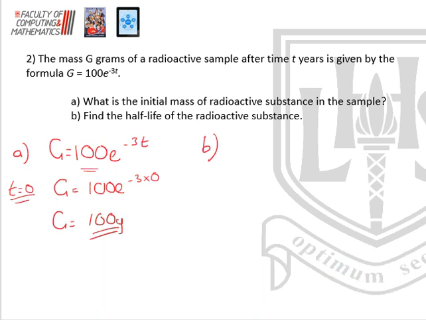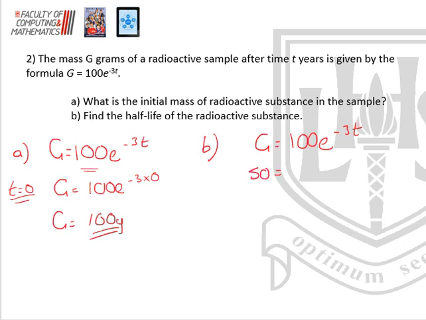Find the half-life of the radioactive substance. Okay, now for those of you who have not done physics extensively, half-life is the time it takes for a substance to half in mass. So when you're asked for a half-life, you're asked for the time. And the time it takes for the substance to half in mass means we want to know how long it takes for the mass to go from 100 grams it started with to 50.